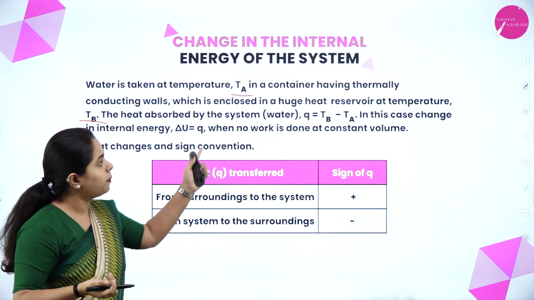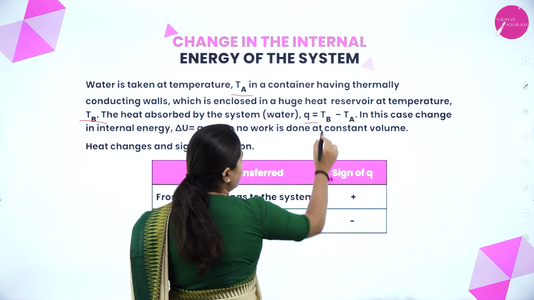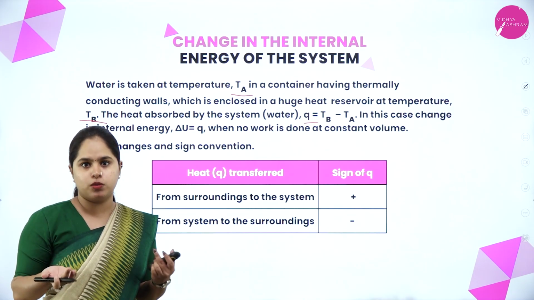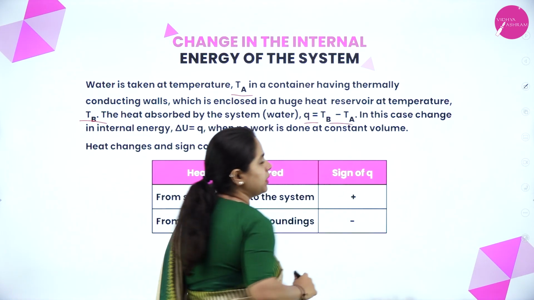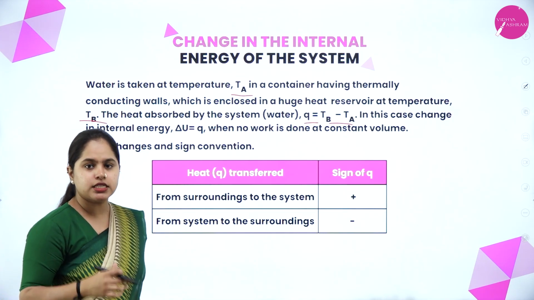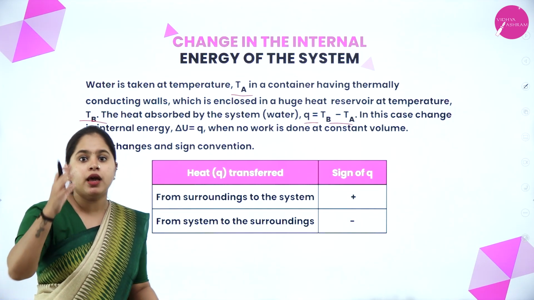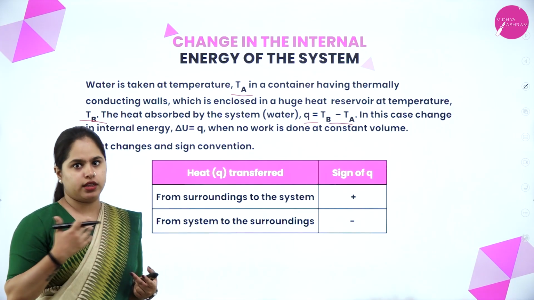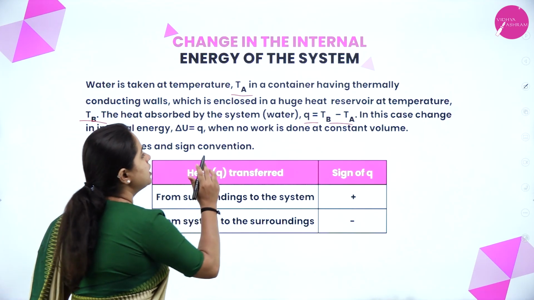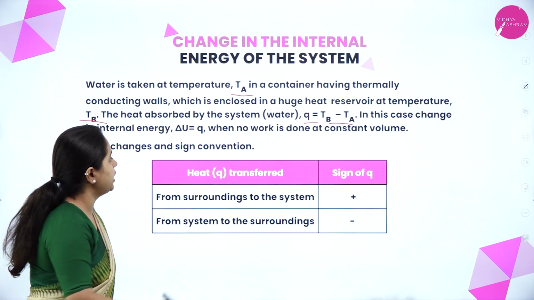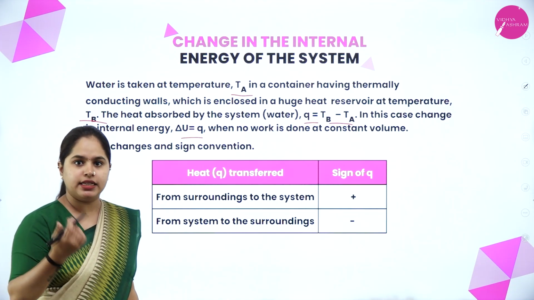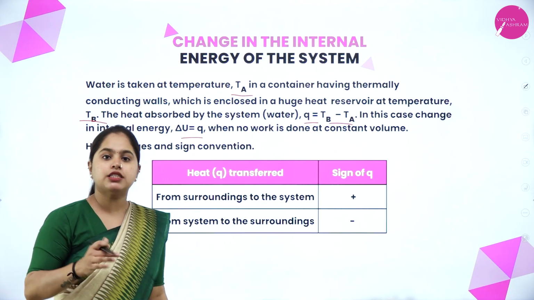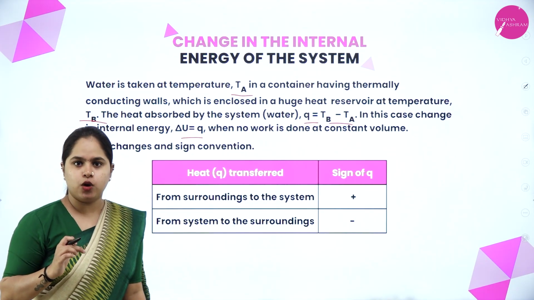The heat absorbed by the system, heat is given by the symbol Q, will be based on that temperature difference, so that will be equal to T_B minus T_A. How much heat is being absorbed depends on the difference in temperature between the system and the reservoir that I have taken. I hope it is clear. So in this case, the change in internal energy will be equal to Q. Hence, delta U will be equal to Q, when no work is done, at constant volume. I hope it is clear.